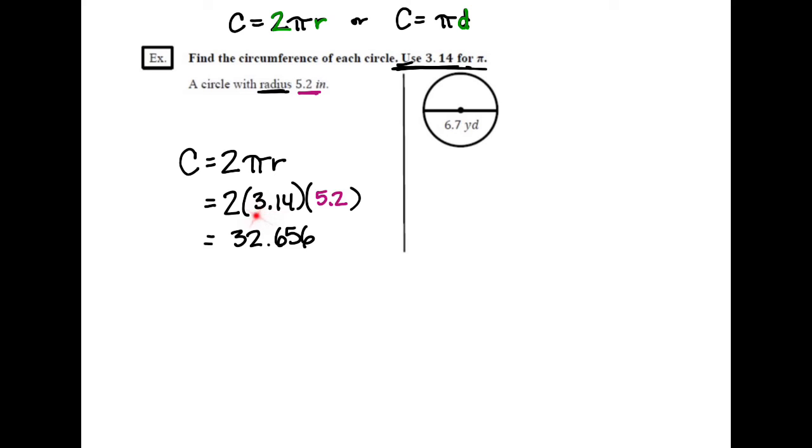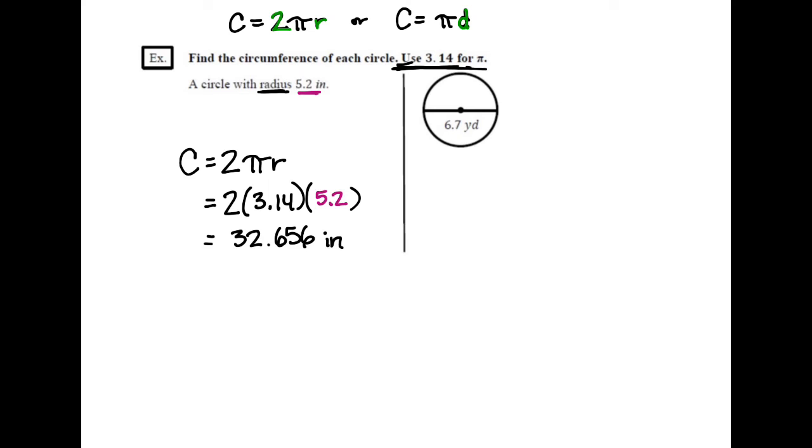Let's double check, just do a quick estimate and see if it's possible. Okay, so this is about 3. This is about 5. So 3 times 5 is 15. Doubled is 30. And that's pretty close. I dropped down, and so this would be a little bit bigger. That's right. Okay, circumference. The label is just going to be a distance, so it's plain, inches.